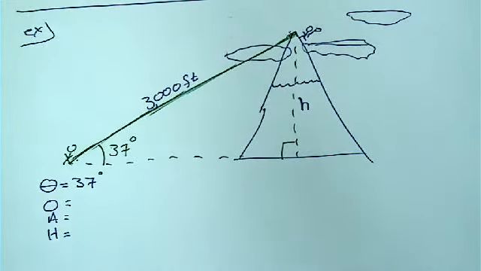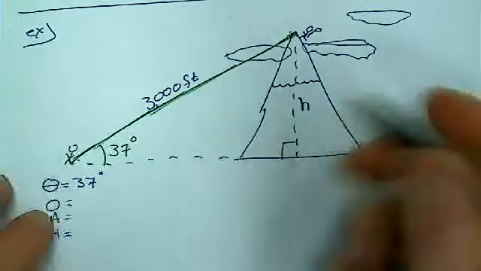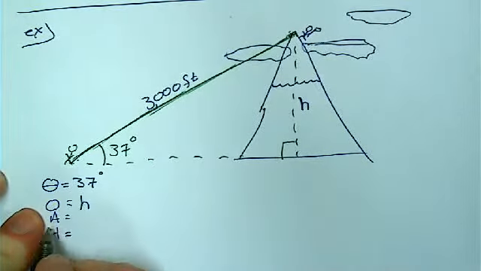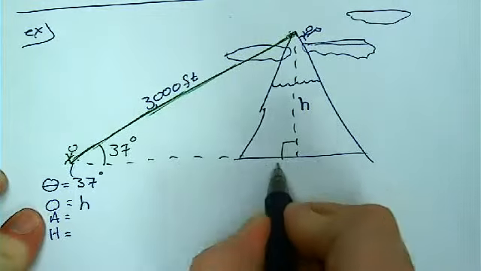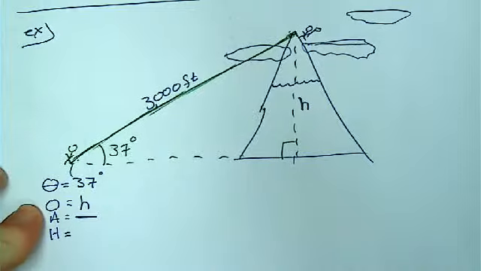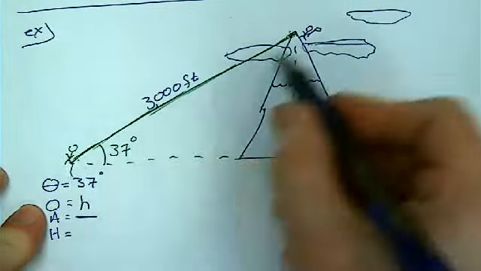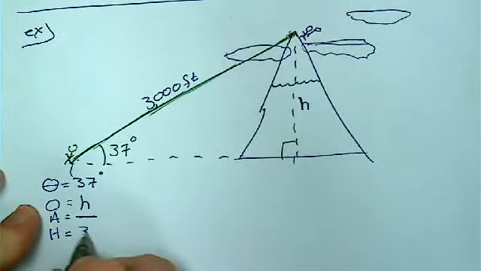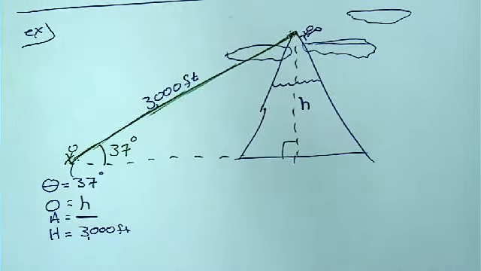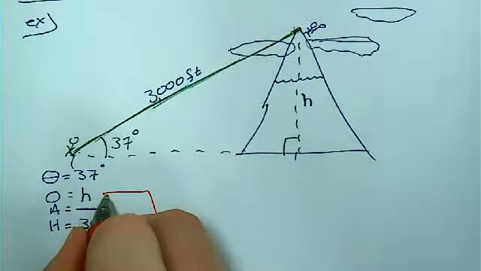So where would I find my opposite? That's the small h. I really don't know anything about the adjacent here. It's just sort of there. Don't know much about it. And then the hypotenuse would be 3,000 feet, right? So what trig function makes sense? Which of the three functions uses the opposite and the hypotenuse?